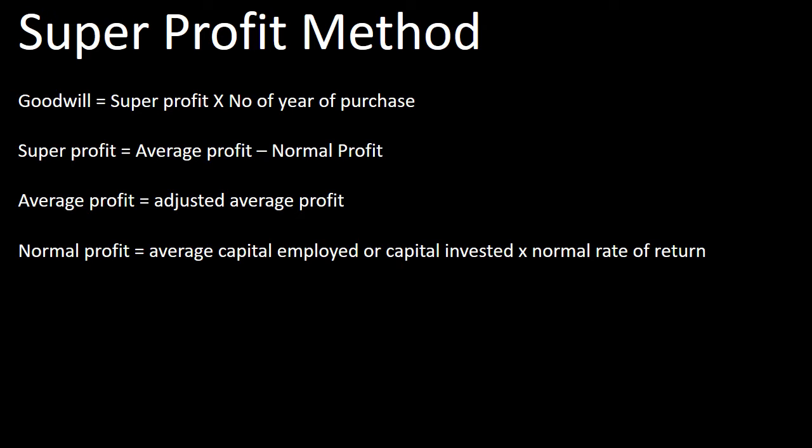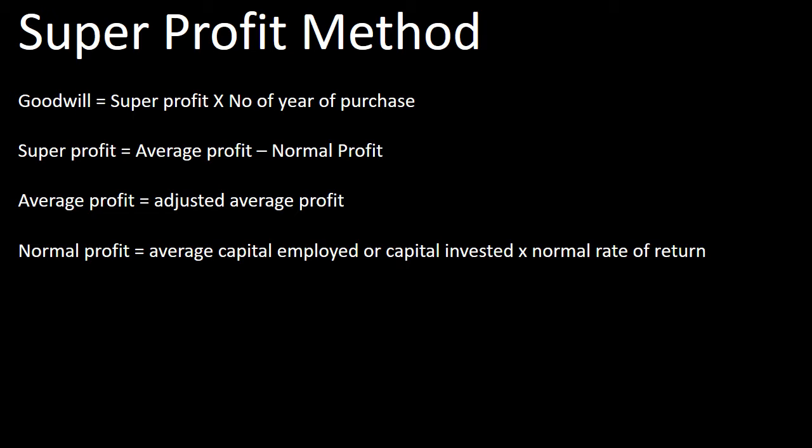First step, for finding super profit, the formula is average profit minus normal profit. I told you that it is not strictly average minus normal or normal minus average, but simply the difference between the two profits, average and normal. We'll ignore the negative signs. Average profit is the adjusted average profit. The normal profit is equal to average capital employed or capital invested into normal rate of return. The difference is super profit, and that into number of years of purchase will give you goodwill.